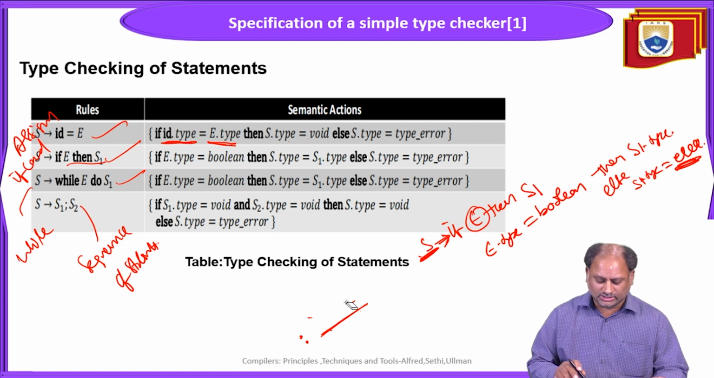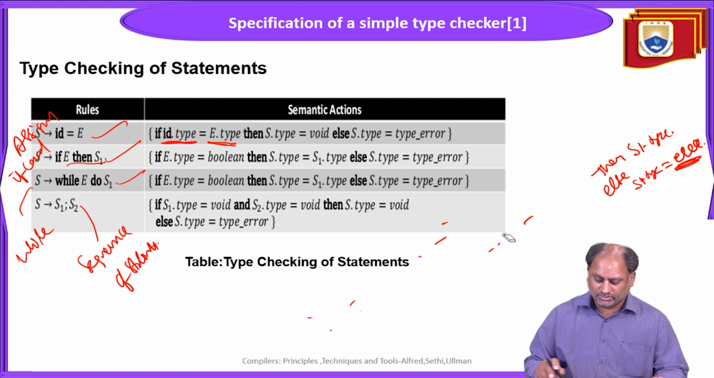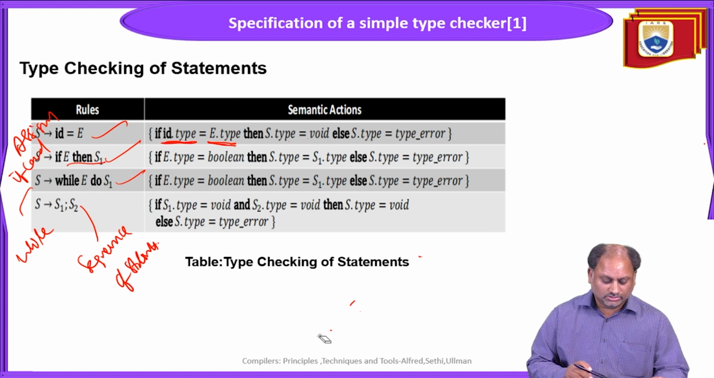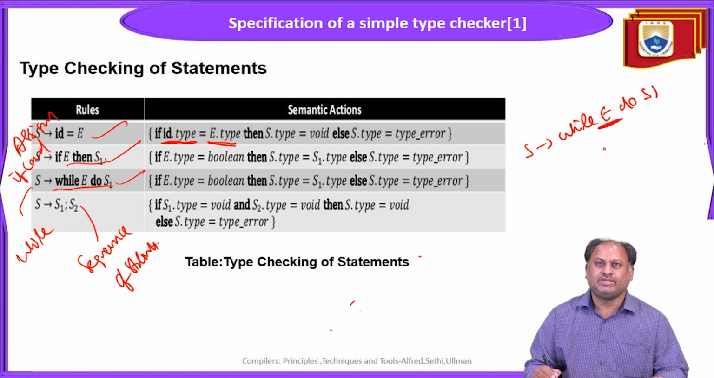Similarly, for the while structure also, we can implement the statement type checking process for while as a semantic rule. So while writing the semantic rule for the while structure, suppose S is while E do S1. So what is the expression type of E here?